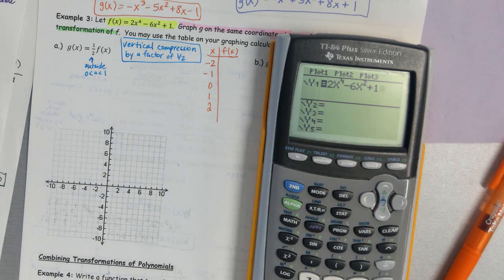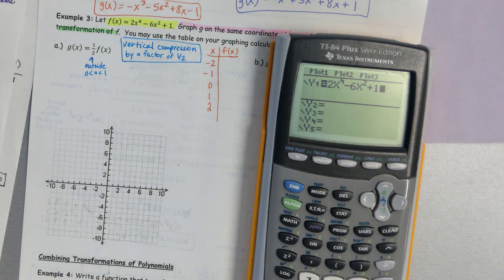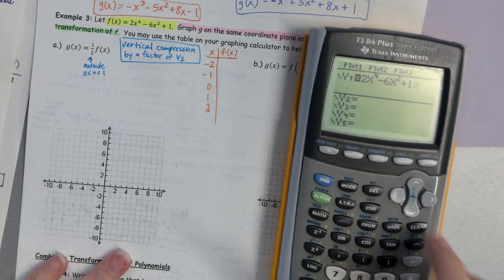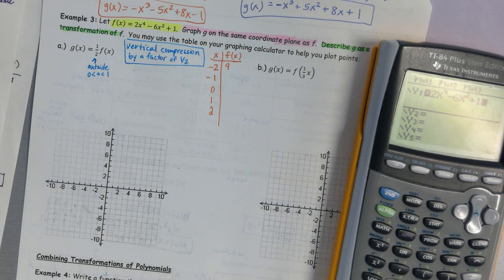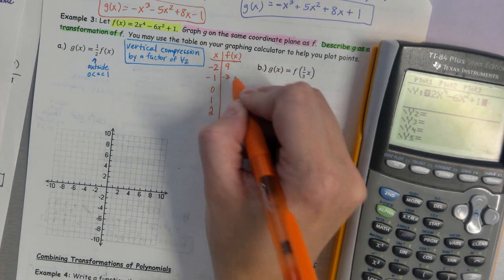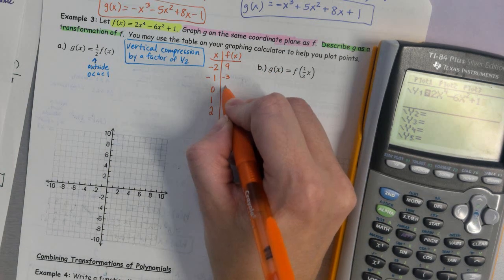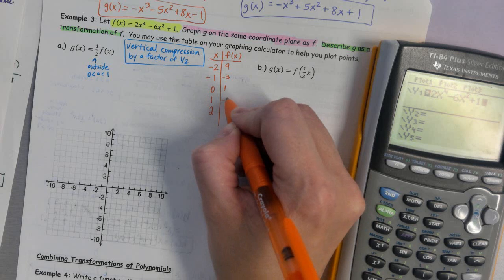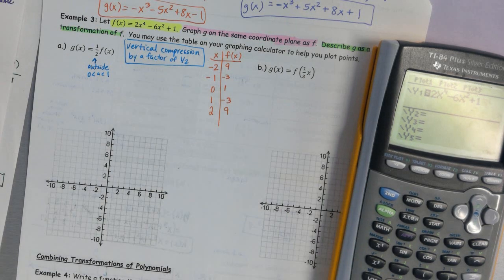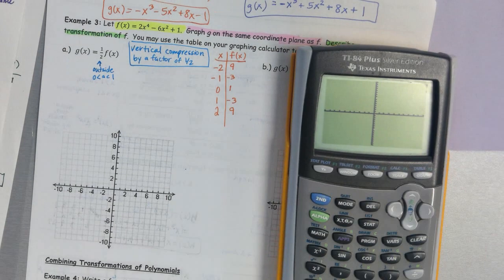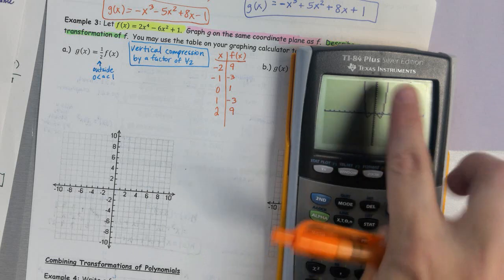All right. Okay, so for -2, what did we get? Yes. Good. Okay, -1? Yes, -3, right? Okay. 0 was 1, 1 was -3, and 2 was 9. Okay, and then you can graph it so that you can see the shape of what's happening. Okay, it's like a little W here.